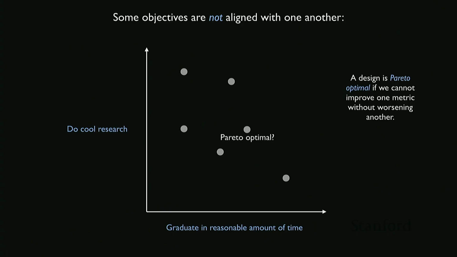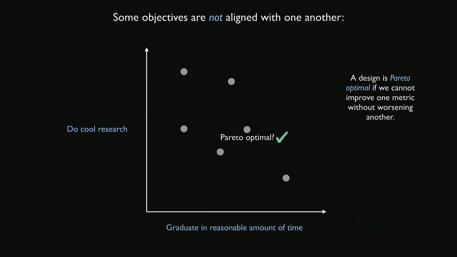Yes, yeah. So now we can't both do more cool research and graduate in a more reasonable amount of time. And so this point is Pareto optimal. So basically, in this case, higher is better for both objectives. And so when we want to know if a point is Pareto optimal, we can just look and see: is there anything both above and to the right of this point in our plot? If there is, then it's not Pareto optimal. If there's not, which is true in this case, then we can say that it is Pareto optimal.